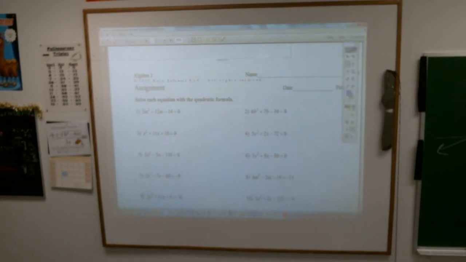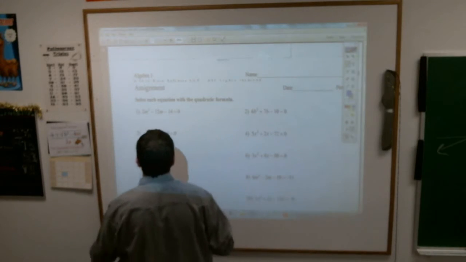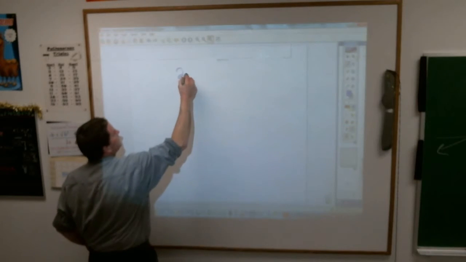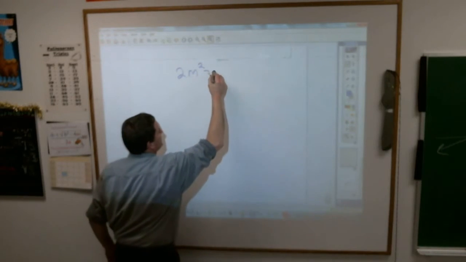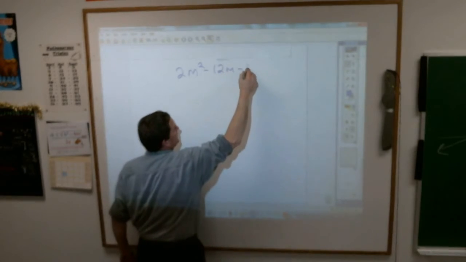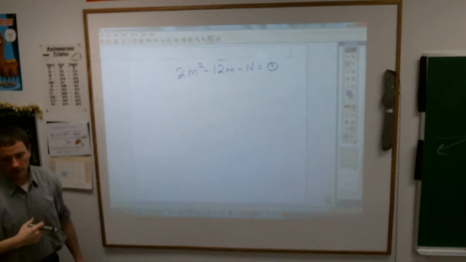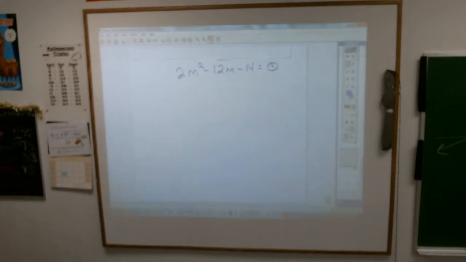Write that one down. Problem number 1: 2m squared minus 12m minus 14 equals 0. Go ahead and give that a whirl. See how far you get before you hit the proverbial wall.